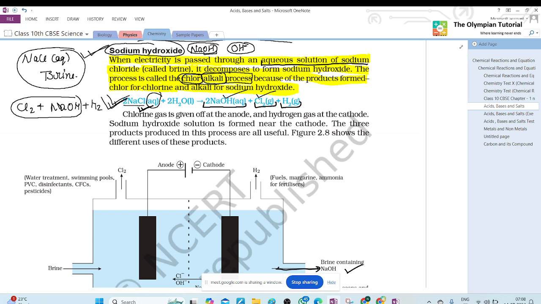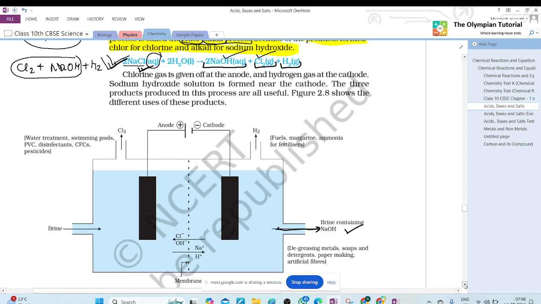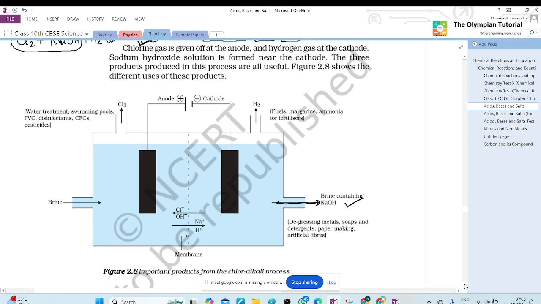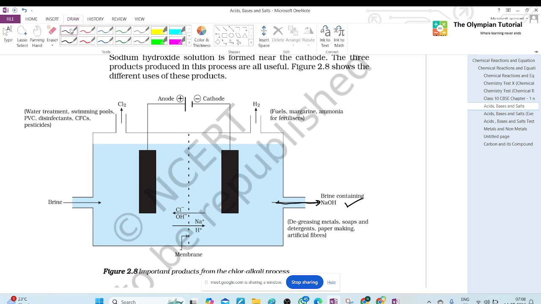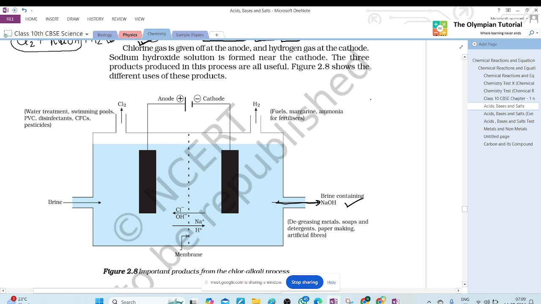Okay, friends? So write it after the class. Yes, ma'am. Chloralkali process. Friends, we have to prepare this diagram also, but before that we will discuss something.